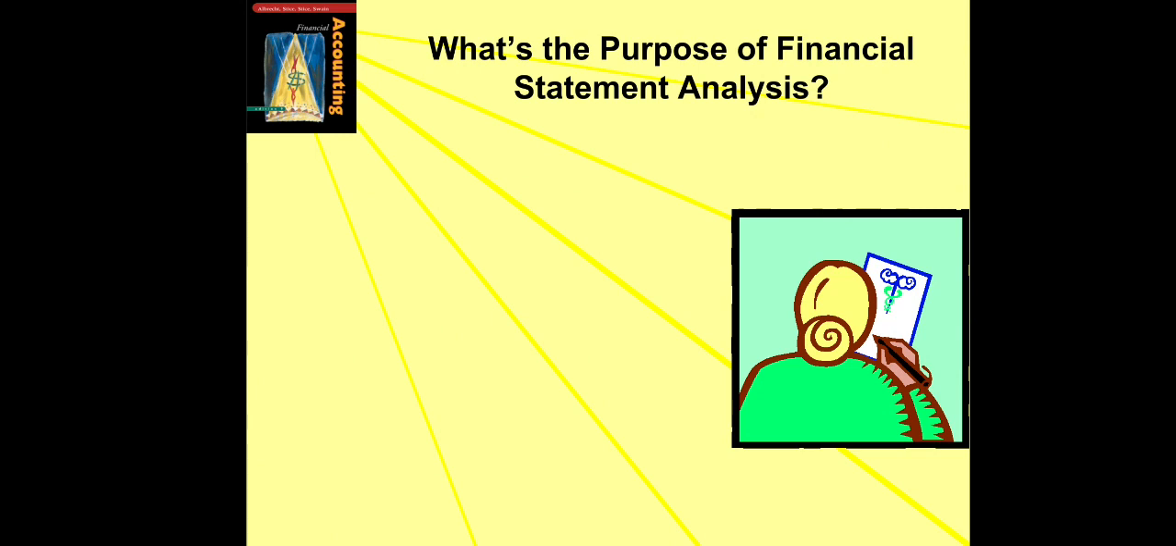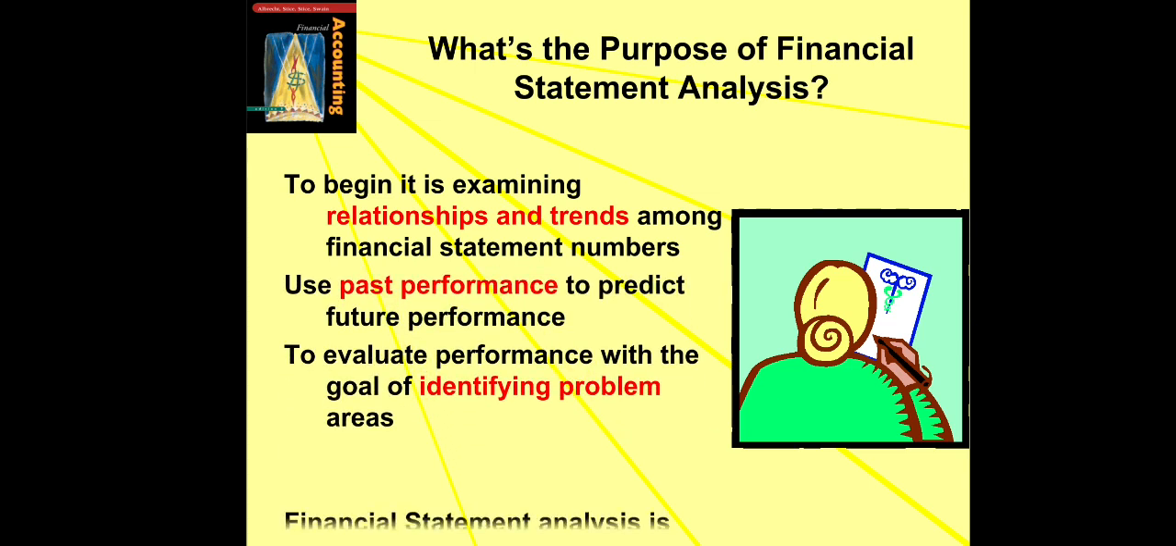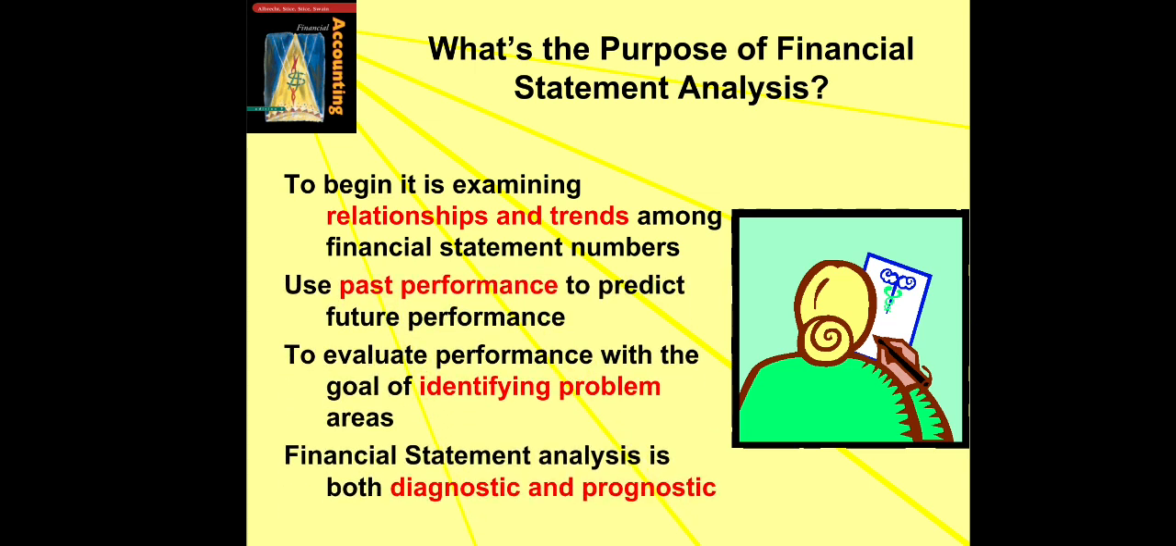Okay, why do people analyze financial statements, or what is the purpose of financial statement analysis? See here. The first point is to examine the relationship and trends among financial statement numbers. So you do financial statement analysis because you want to see the trends and relationships among the numbers that you can see in the financial statement. And the second thing is use past performance to predict future performance. You do financial statement analysis to predict the future of a business.